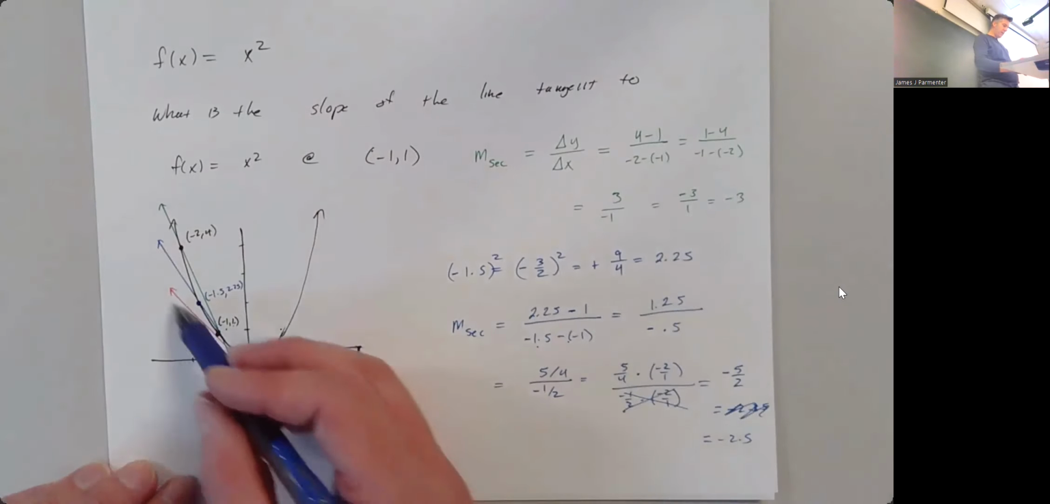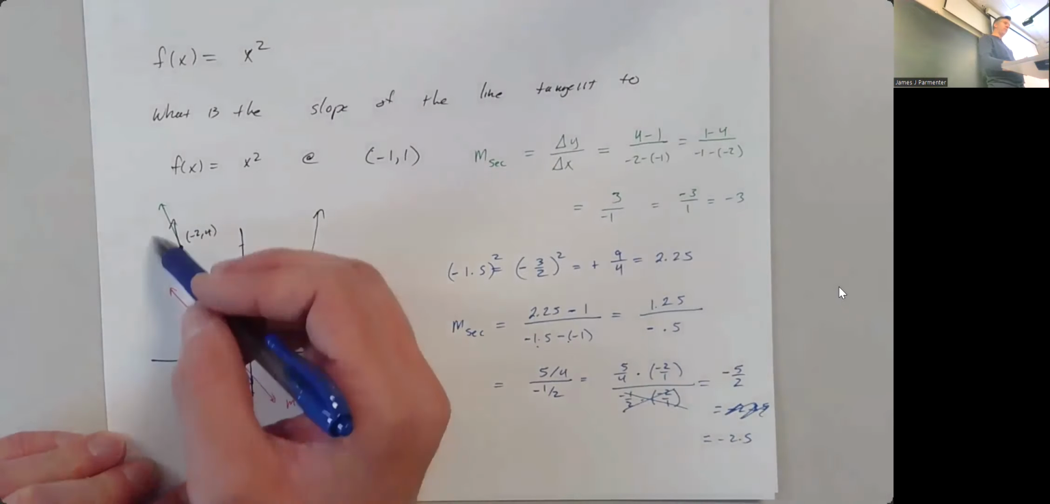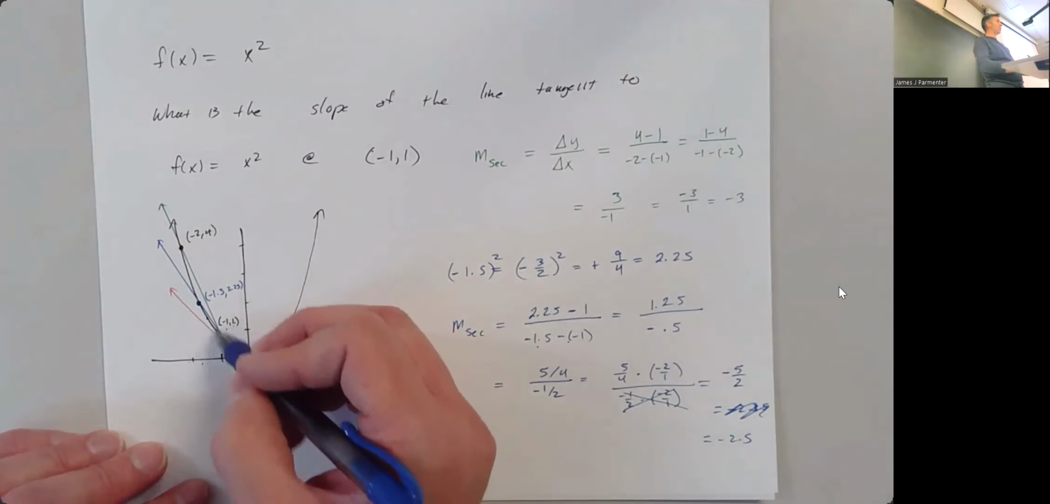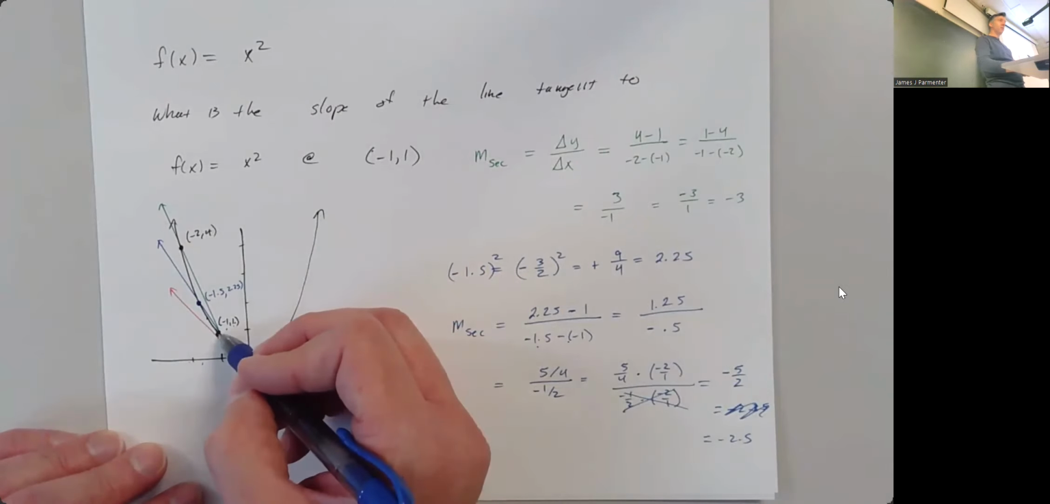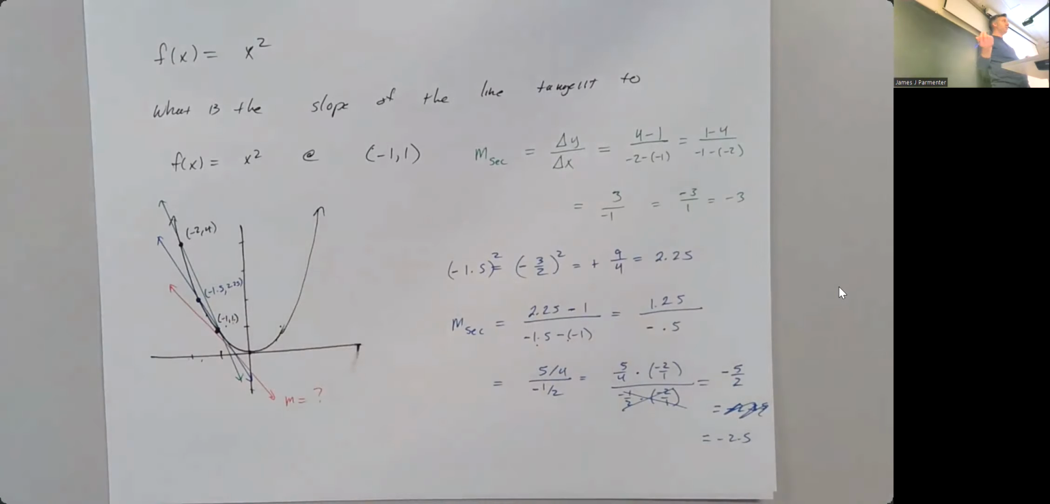which makes sense because if you look at the red line I've drawn here, it looks like it's less steep than the green line or the blue line. And it looks like if I keep moving this point closer and closer to my actual point, my slope should get less steep. How less steep? I don't know.